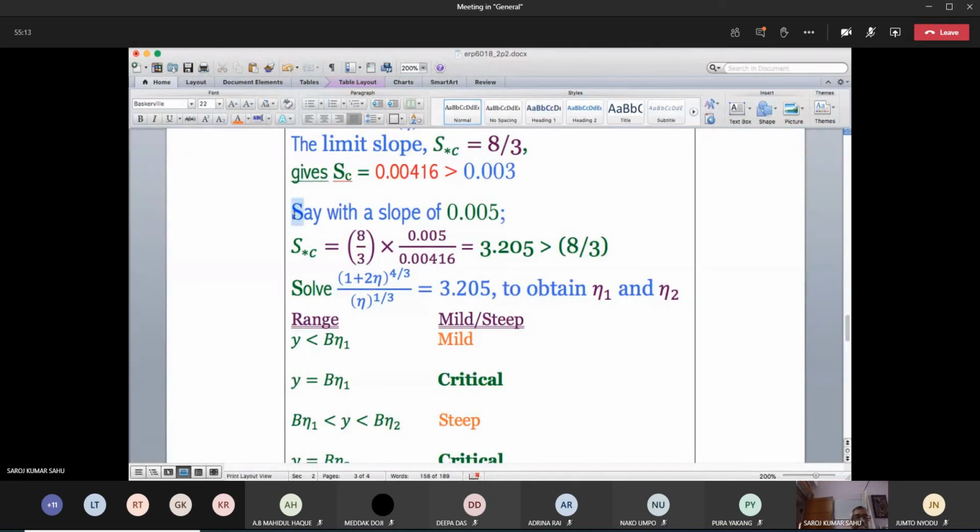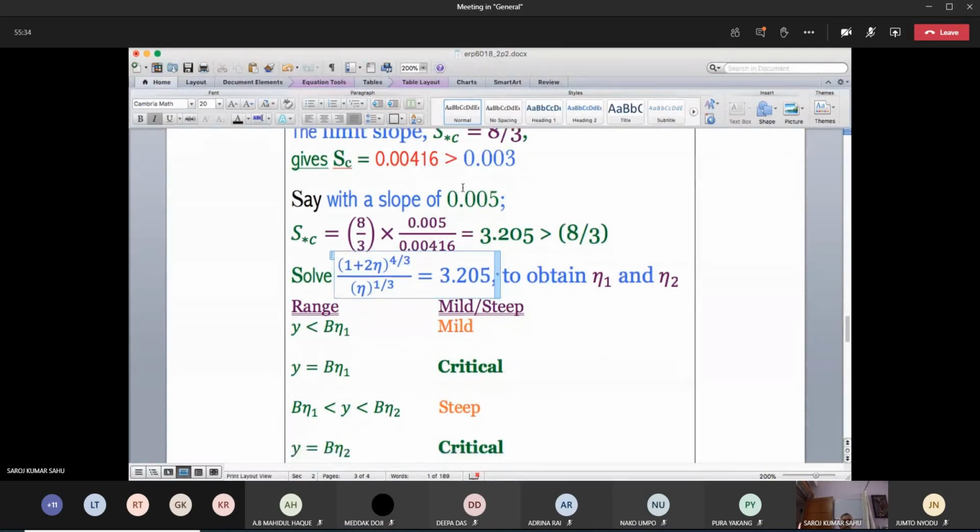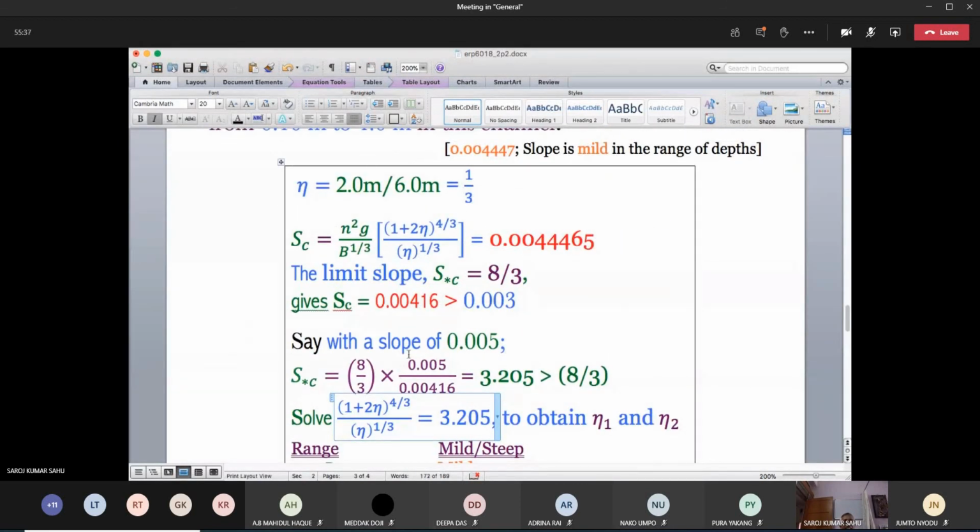If I say with a slope of this, then only the calculations will go like this. However, in our case, the slope is 0.00416, or you can compute with 0.003, it will be falling below this.